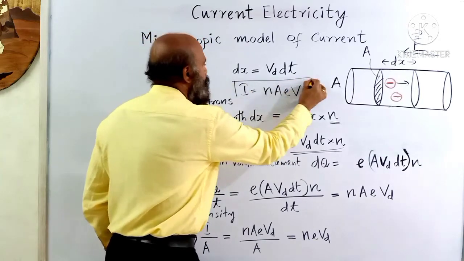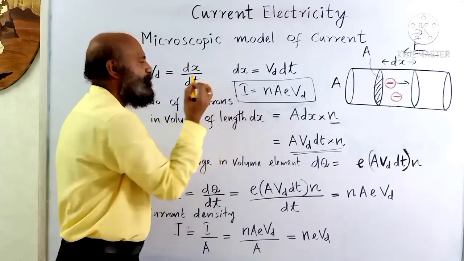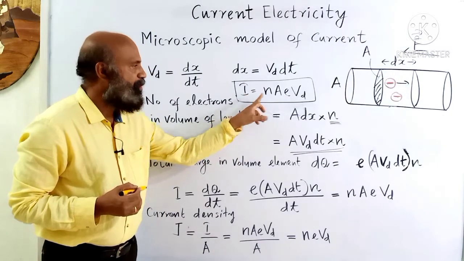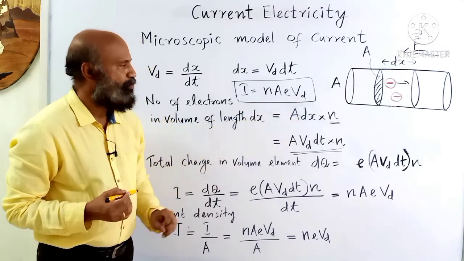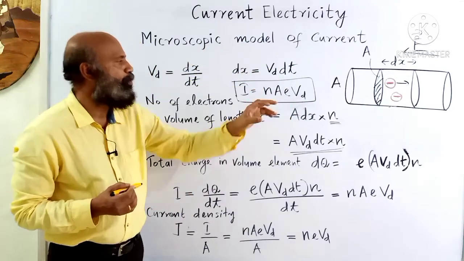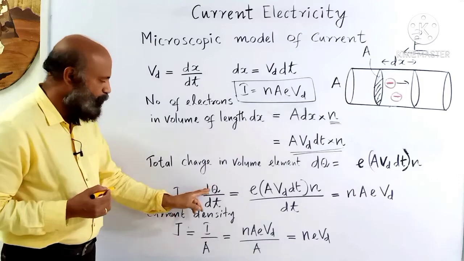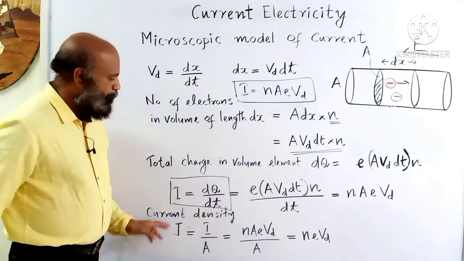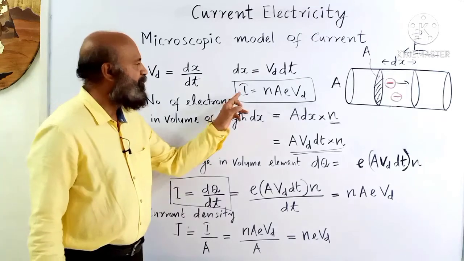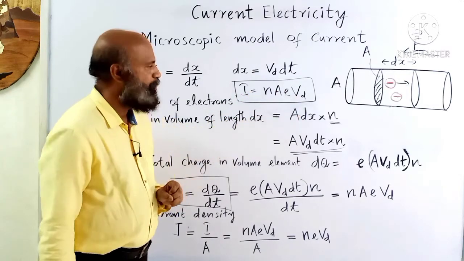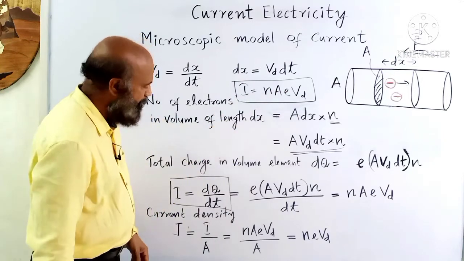So this is a microscopic model. We are relating current to the drift velocity of the electron. The charge of the electron is e. That's why it's called a microscopic model of current. I is equal to dq by dt is the general expression. Here, we are relating current to the drift velocity of the electron. So I is equal to nAeVd.